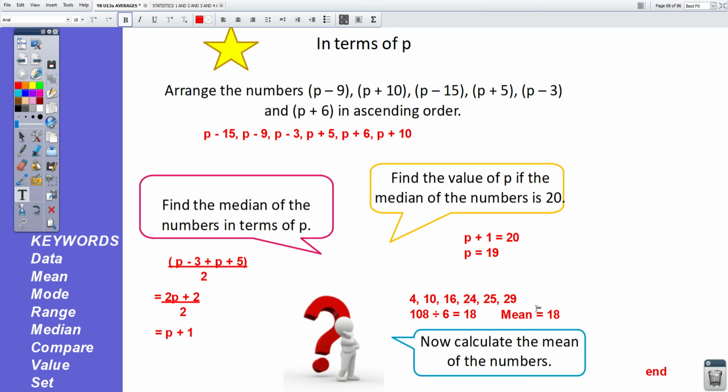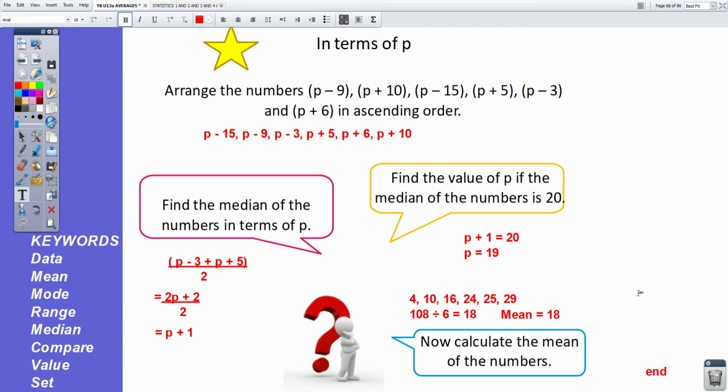Right, sorry about having to correct that just there. I'll just very quickly run through that again. These numbers are found by substituting P equals 19 into each of these expressions. 19 take away 15, 19 take away 9, 19 take away 3, 19 add 5, 19 add 6, and 19 add 10. Add all those together, we get 108. Divide it by 6, because there are 6 numbers, and that equals 18. So our mean is 18.